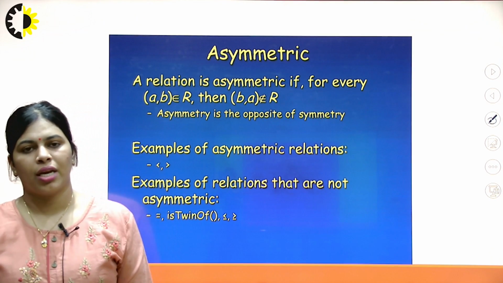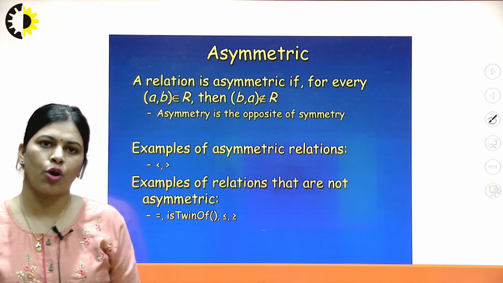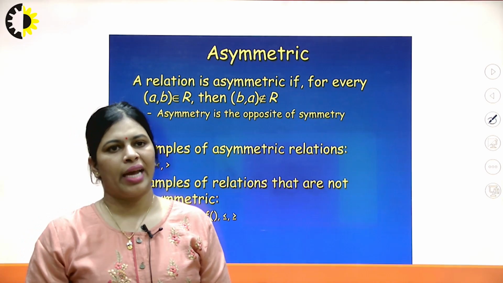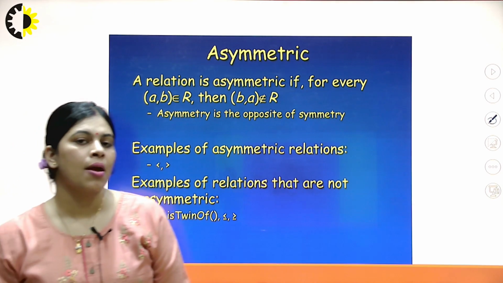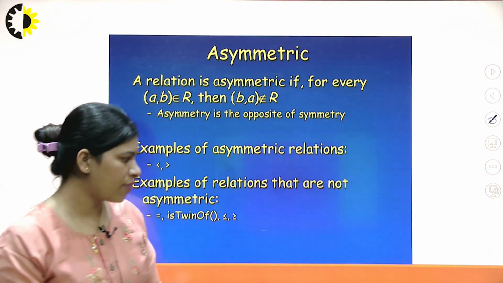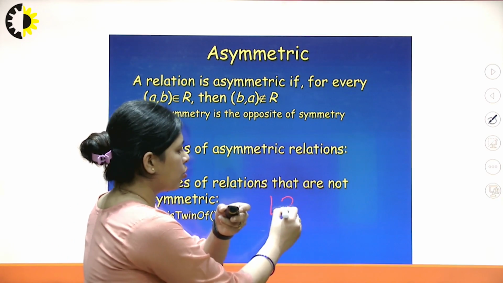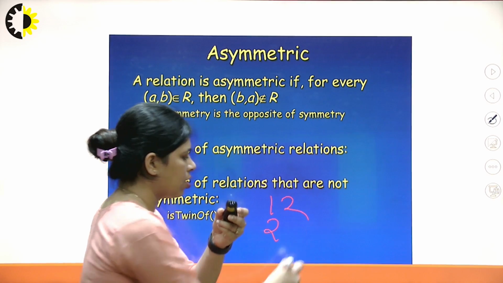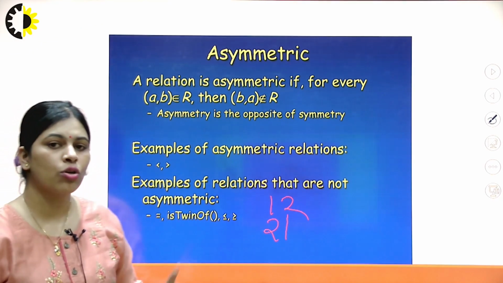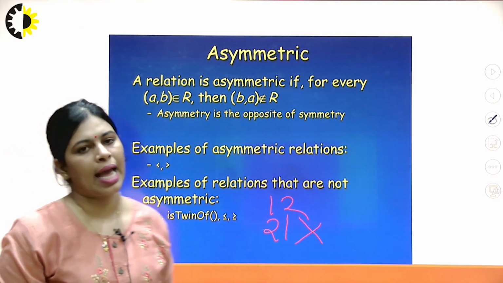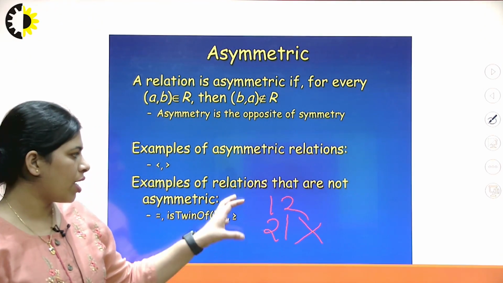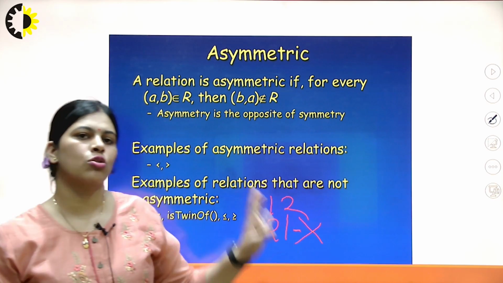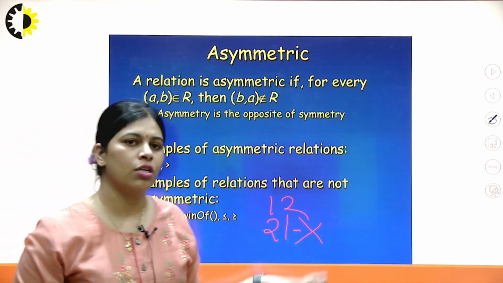Here is the other type of relation, asymmetric, which is totally opposite to symmetric. Here AB belongs to R, but BA should not belong to R. If I take an example, if 1, 2 is in a relation, then 2, 1 should not be in the relation. That is called asymmetric. If 1, 2 is present and 2, 1 is not present, then it is called asymmetric. If 2, 1 is present, then it is called symmetric.